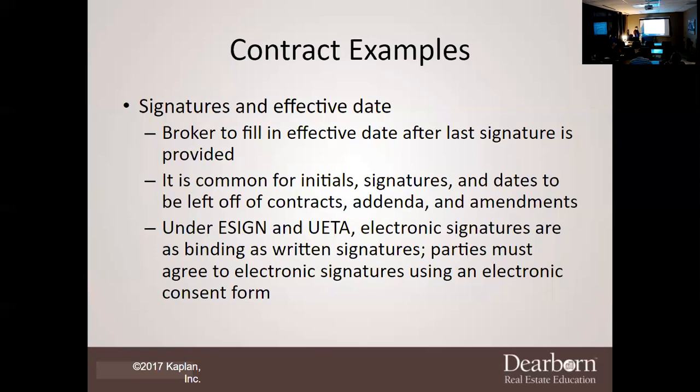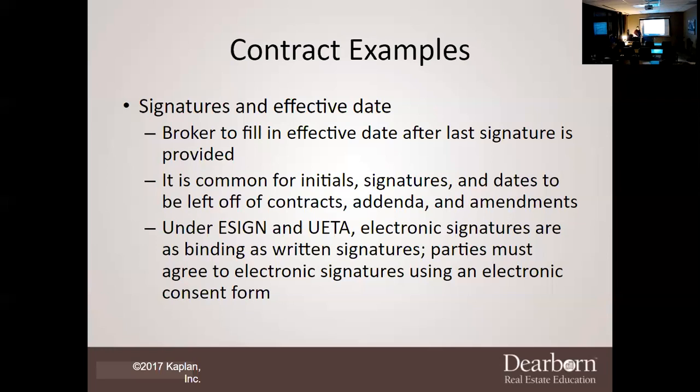Under the E-Sign and UETA, electronic signatures are as binding as if you wrote it out with your own hand. So parties must agree to electronic signatures when they're using an electronic consent form. Sending your form, this is another thing agents do horribly. They'll save one of these contracts that we showed you earlier off TREC. They don't have ZipForms or any other DocuSign or DocLoop or any of that.